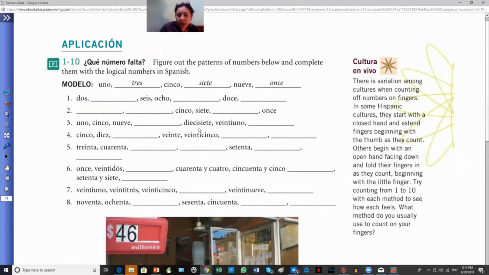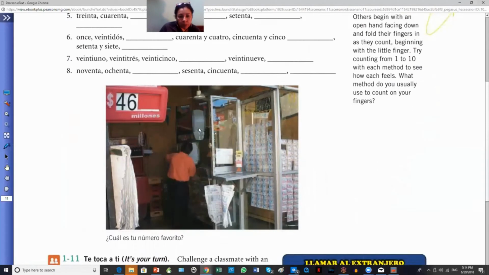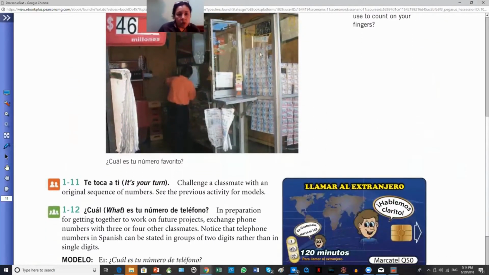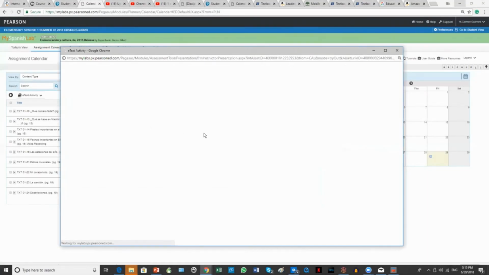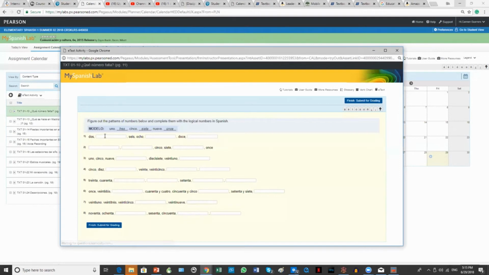En qué número falta is one of them. And let's go better to the My Spanish Lab. Número falta looks like this on the My Spanish Lab assignment piece. Okay, you say, in this case, you see 1, 3, 5, 7, 9, 11. So they're skipping one number, skipping 2, 4, 6. They're los pares. So here we see 2, we see 6 and 8 and 12.